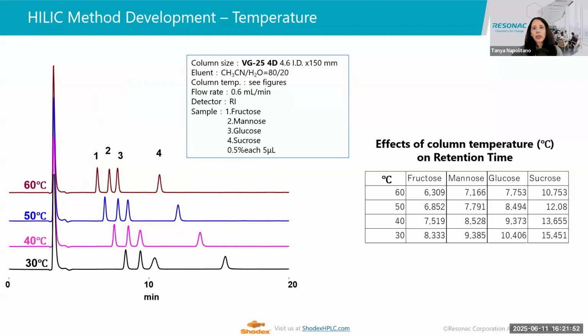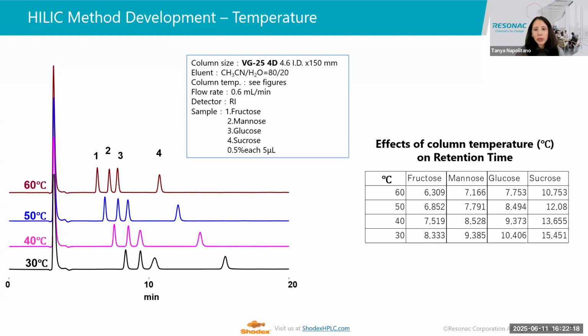And temperature is another key parameter in HILIC method development. So raising the column temperature, as we see here, from 30 to 60 degrees Celsius, reduces mobile phase viscosity and improves mass transfer, which helps sharpen peak shape. But at the same time, retention decreases. As analytes diffuse faster, they spend less time interacting with the stationary phase, shifting peaks earlier.